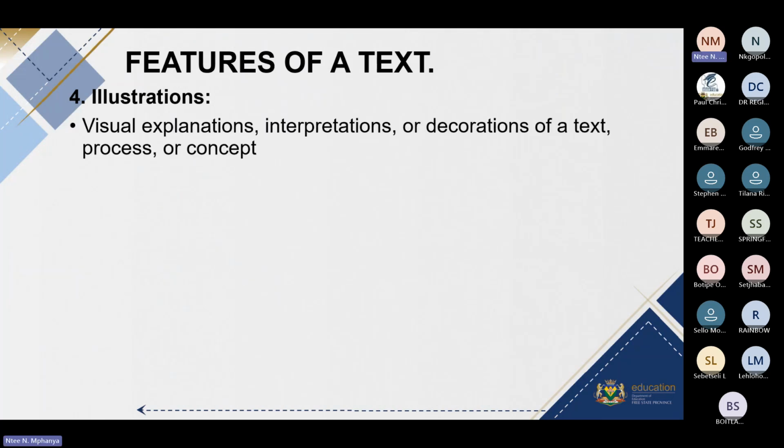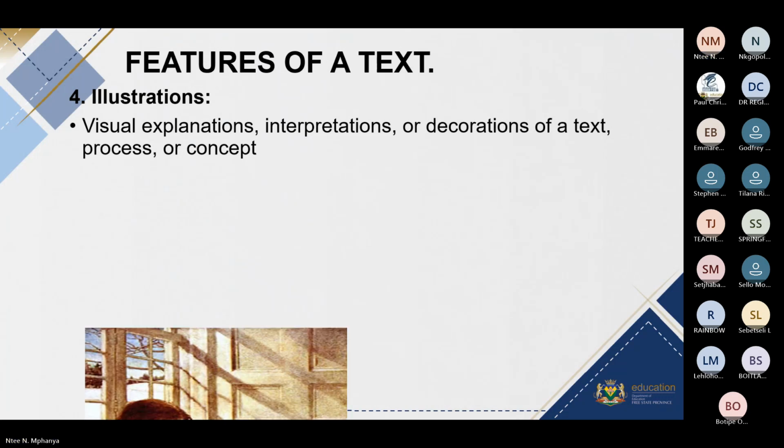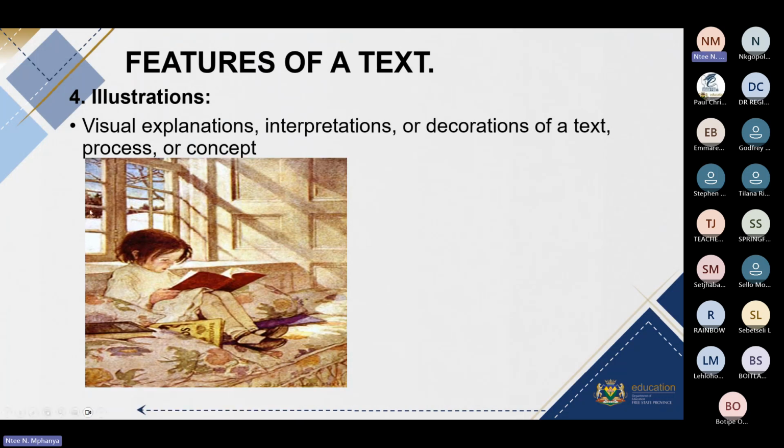Illustrations. These are visual explanations, interpretations, or decorations of a text, process, or concept. This is an illustration. It's not a picture. It is just an illustration. It's a drawing. Sometimes a book will contain pictures, while other books only have illustrations, depending on the author's preference.